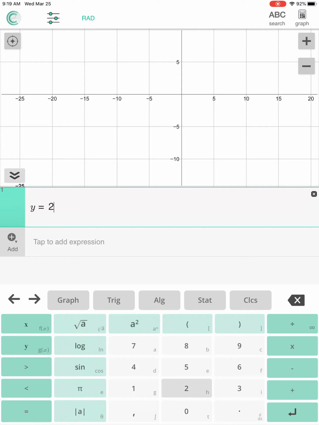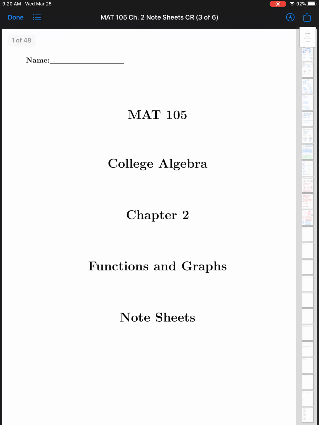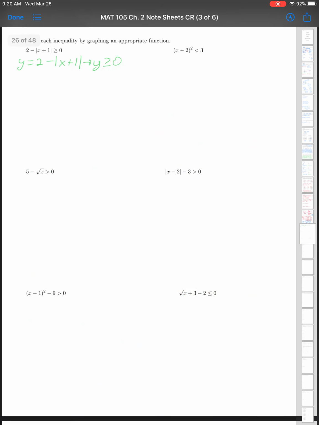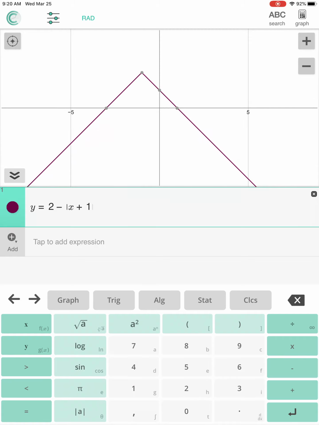so let me go ahead and get rid of all my other graphs. So y equals 2 minus the absolute value of x minus 3, I think. Let me check that to make sure that's what I want. And it went all the way back to the beginning for some reason. Okay. So if we look at, plus 1. Okay, so not plus, minus 3 plus 1. Okay.